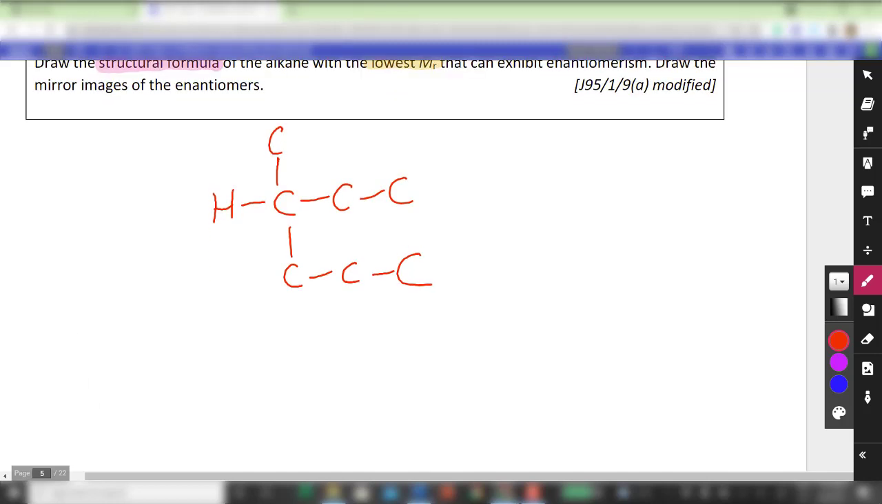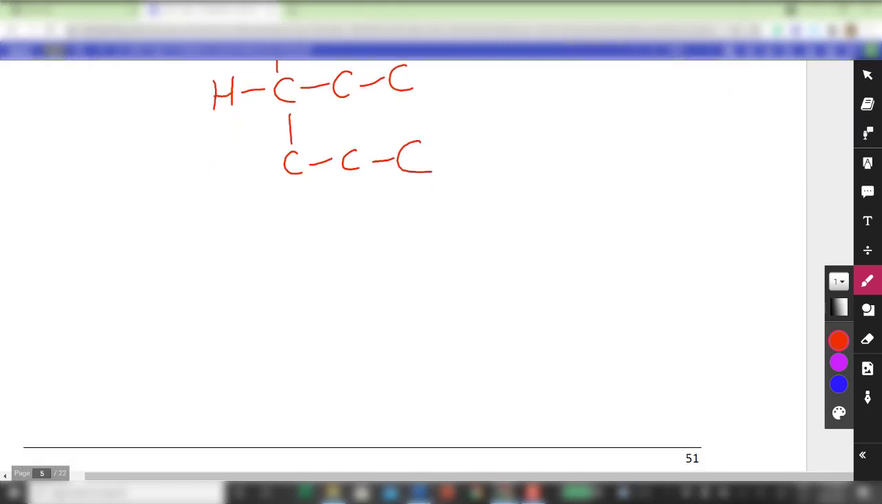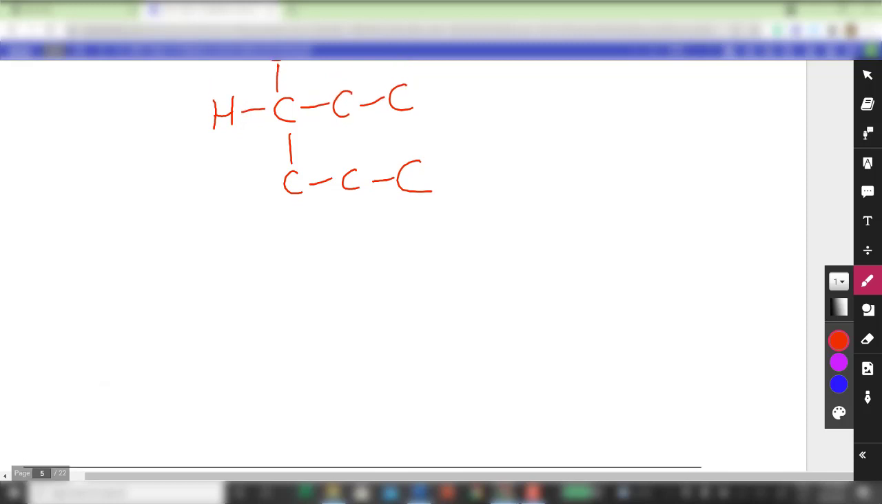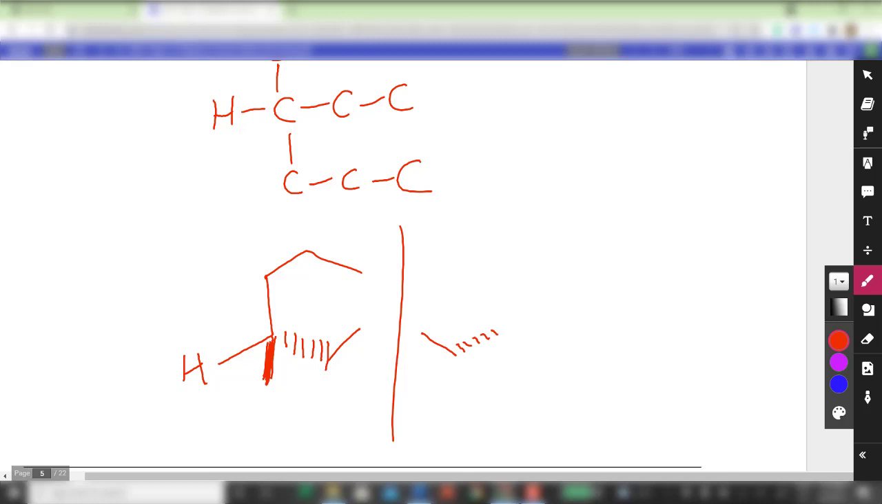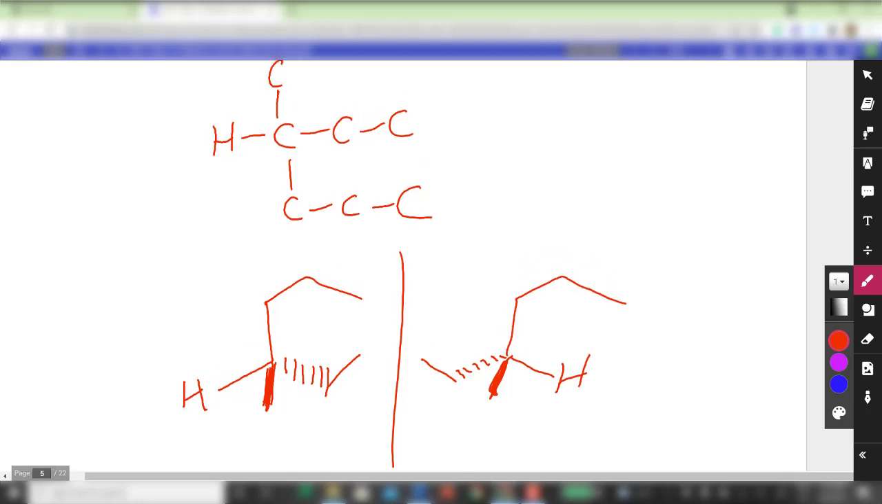And they did not ask me to draw display formula. So in this case, I can actually draw it in terms of skeletal structure. So I'm going to have a carbon in the middle, and an H here, and maybe this is a CH3, and an ethyl group, and then this will be the 3 carbon group. So like this, like this, and like this. Yep. So I think that works.